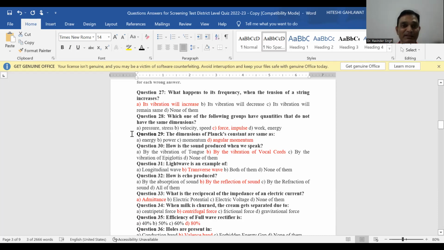You can calculate and see. Question number 29, the dimension of Planck's constant is the same as that of angular momentum, which we represent by capital L. Angular momentum, P is momentum, P is equal to mv, and angular momentum, that is capital L, is mvr. Question number 30, how is sound produced when we speak? By the vibration of the vocal cords.